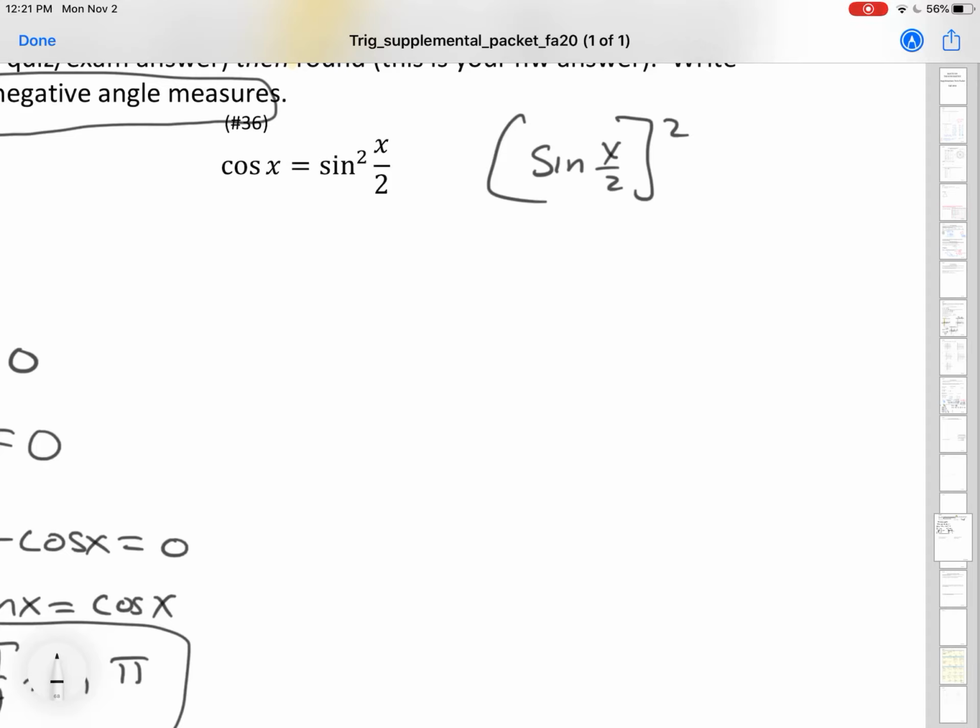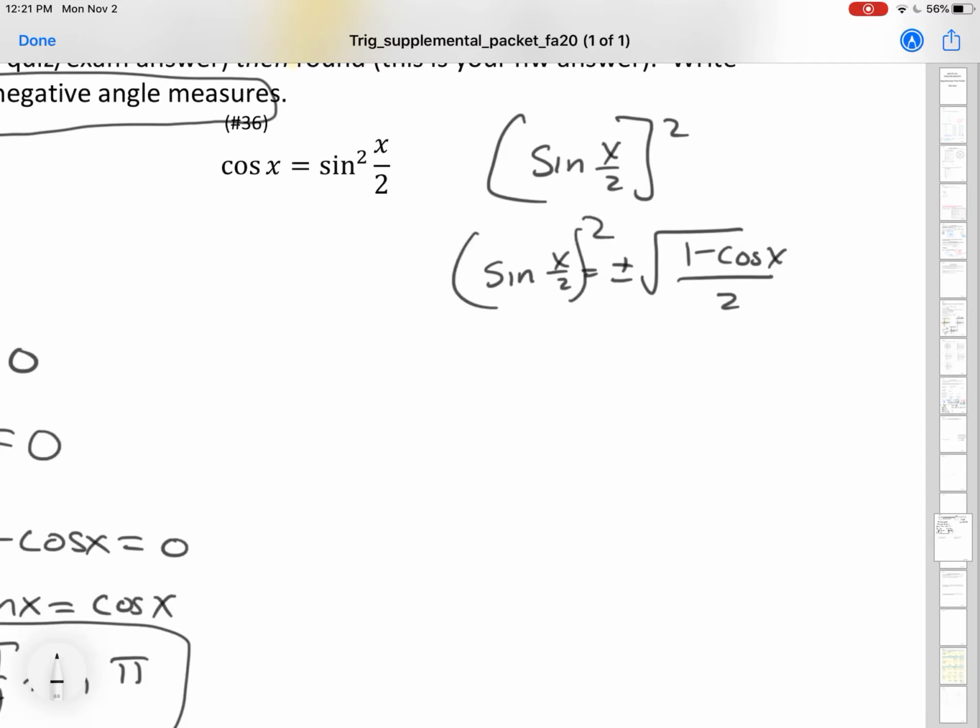Because what we have is the sine of x over 2 squared. Well, let's go remind ourselves what that is, and we're going to realize really quick that they're trying to be helpful to us. Now, it is this. The sine of x over 2 is equal to plus or minus the square root of 1 minus cosine x all over 2.